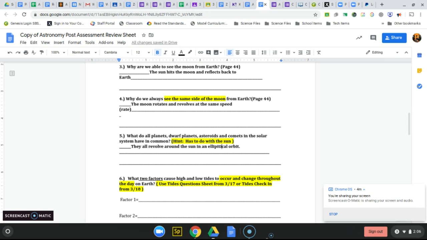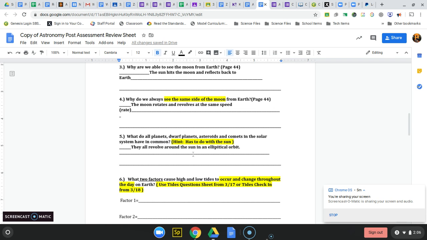So that's the main thing they have in common. So that's, again, planets, dwarf planets, asteroids, and comets all do that in a certain amount of time. Of course, they're all objects. They're all in the solar system. But that going around the sun in an elliptical oval orbit is the most important thing for this one.